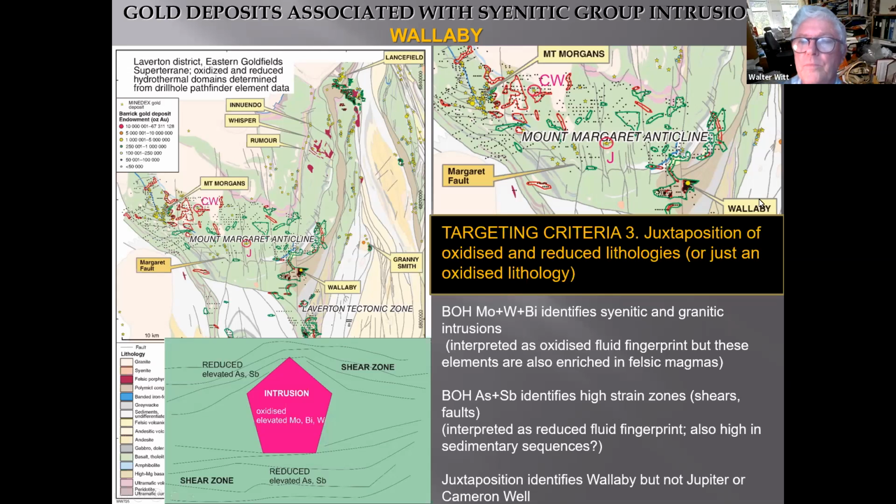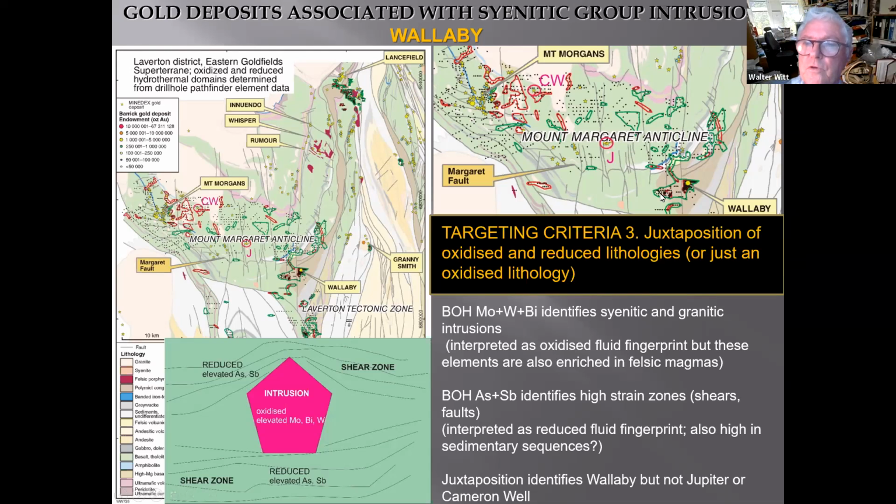So at Wallaby, we have a case where there is a juxtaposition of these oxidized and reduced signatures shown in red and green respectively. But notice also that Jupiter and Cameron Well are solely oxidized signatures, and whether that signature reflects the composition of the intrusions at those deposits, the syenitic intrusions, or their associated high temperature magnetite-bearing alteration remains to be determined.